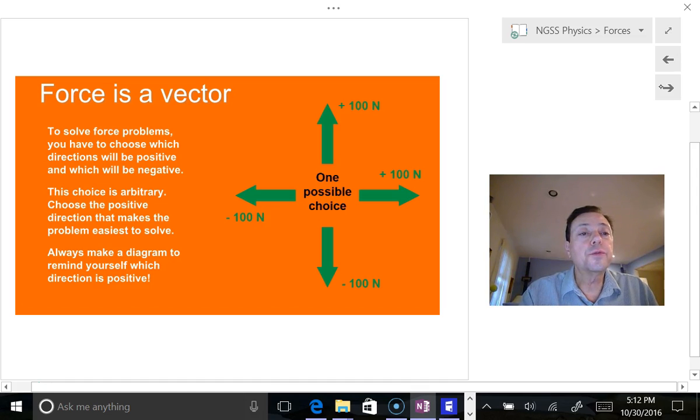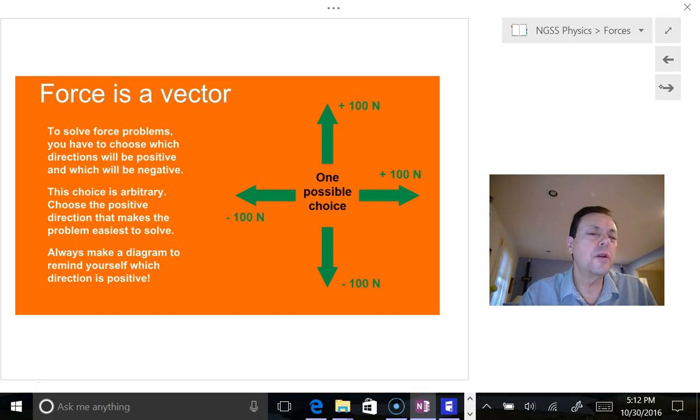Okay, to solve force problems, you have to choose which directions will be positive and which will be negative. This choice is arbitrary, so we call it a sign convention. It's not a law. You can reverse them. Sometimes some problems are better solved with reverse directions, but most people do it like this most of the time.